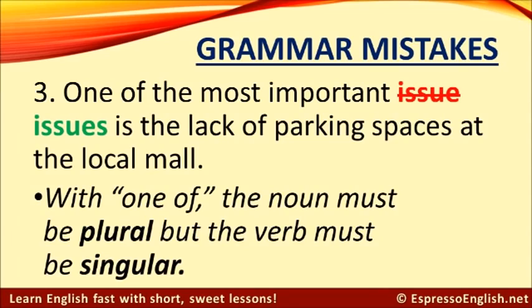Whenever you use the expression one of, the noun must be plural, but the verb must be singular. For example, one of my friends is sick. One of these eggs was rotten. The subject is one, so that's why the verb is singular. But you are talking about one of many things, one of my friends, or one of these eggs, so the noun, friends, and eggs must be plural.